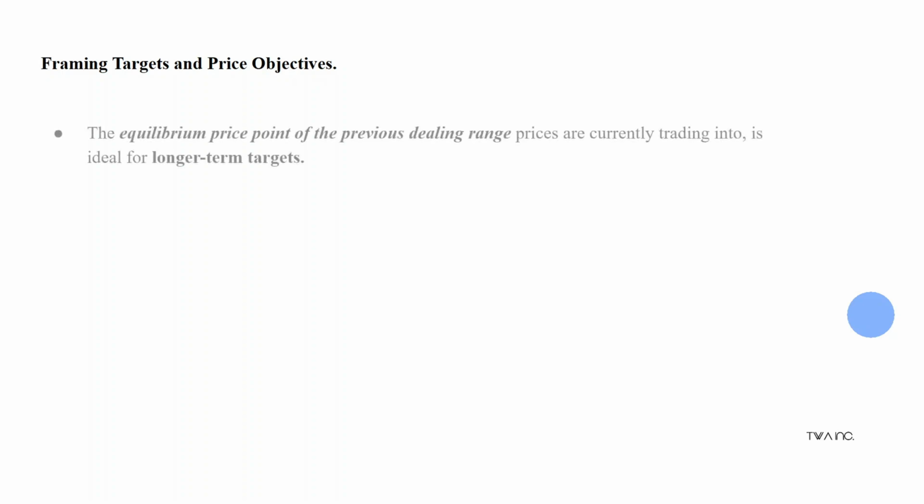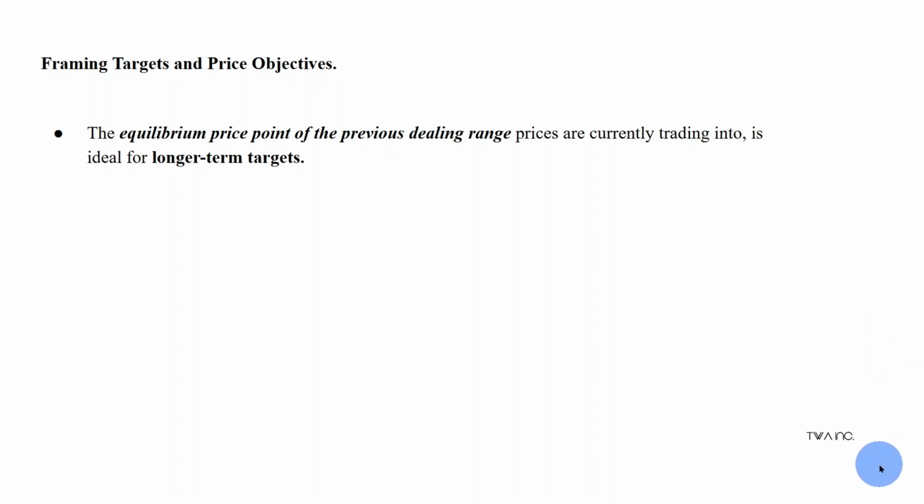But there are periods when, recognizing the higher time frame order flow and understanding that the markets are primed and set up for a longer term continuation, right? You want to increase your expectations, because now, if we're in a scenario where the market is bullish and has made a retracement and has settled at a key level and is willing to continue, your expectation will be more than just the previous week's high. You want to look at the high of the range, the retracement range, and etc. So the first one is the equilibrium price point of the previous dealing range prices are currently trading into is ideal for longer term target.